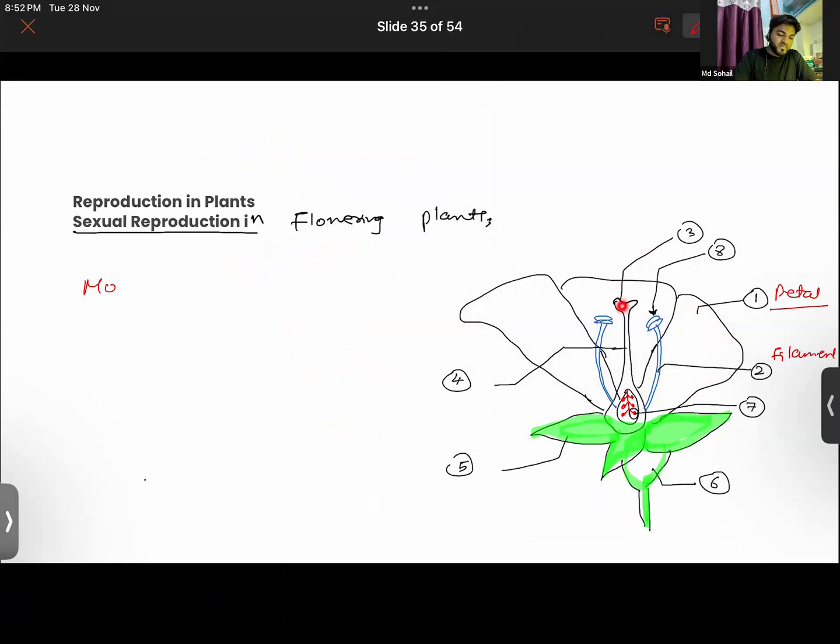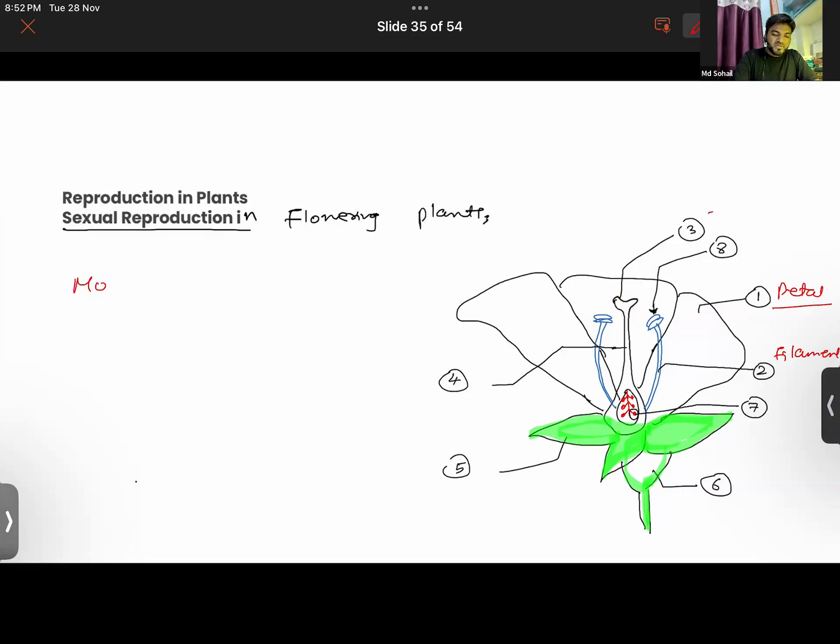Third one, this swollen structure. Anther? No. Stigma. Stigma, that's right. Very good.